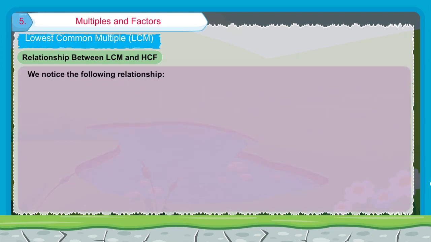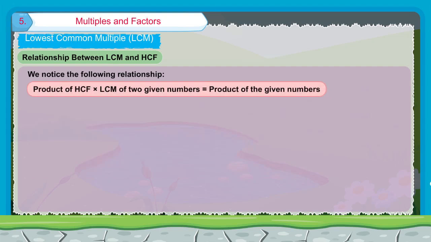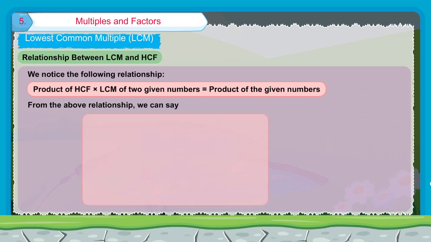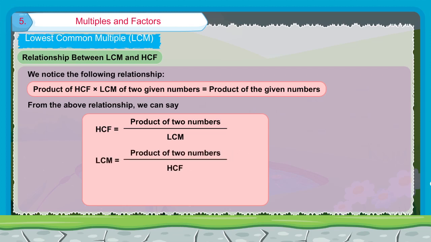We notice the following relationship. Product of HCF into LCM of two given numbers is equal to product of the given numbers. From the above relationship, we can say HCF is equal to product of two numbers divided by LCM. LCM is equal to product of two numbers divided by HCF. Unknown number is equal to HCF into LCM divided by known number.